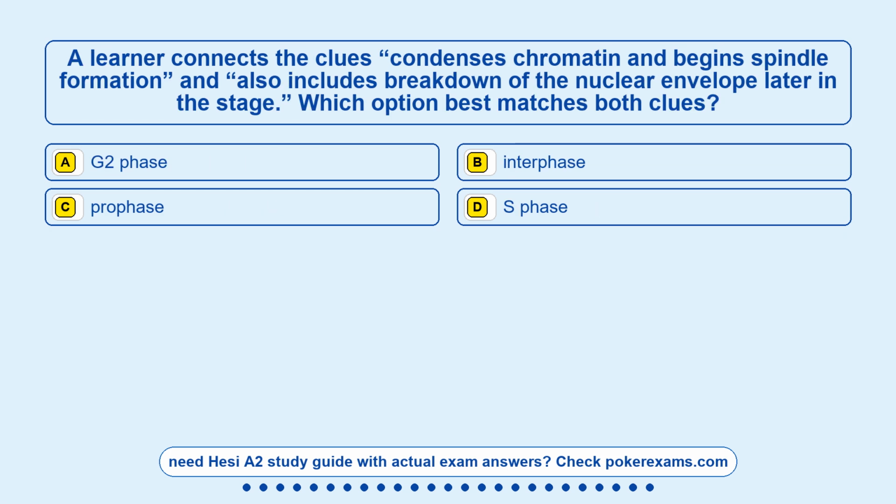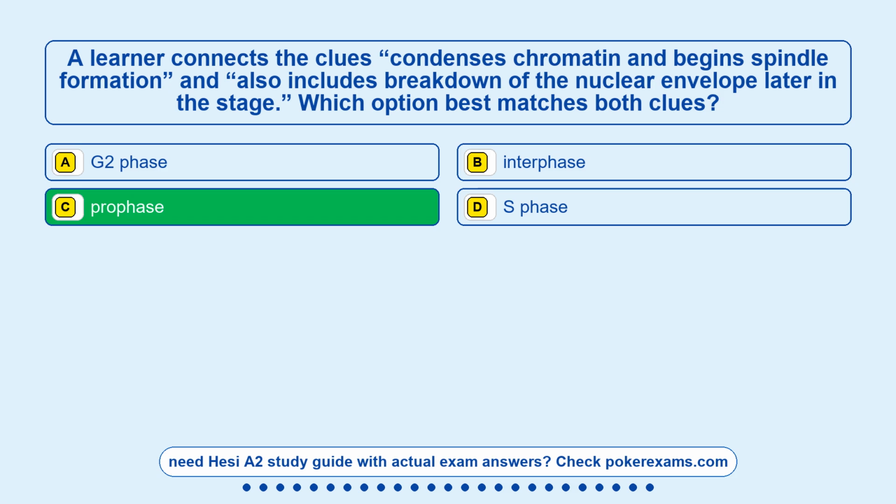Question 5. A learner connects the clues, condenses chromatin and begins spindle formation, and also includes breakdown of the nuclear envelope later in the stage. Which option best matches both clues? Option A, G2 phase. Option B, interphase. Option C, prophase. Option D, S phase.